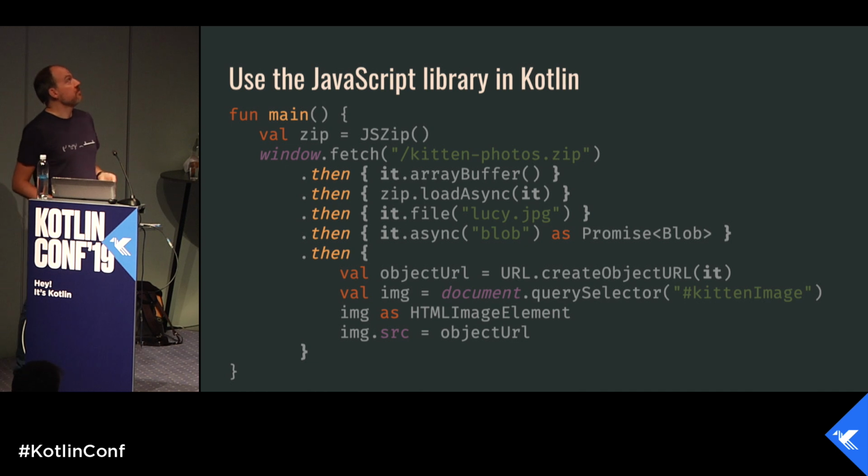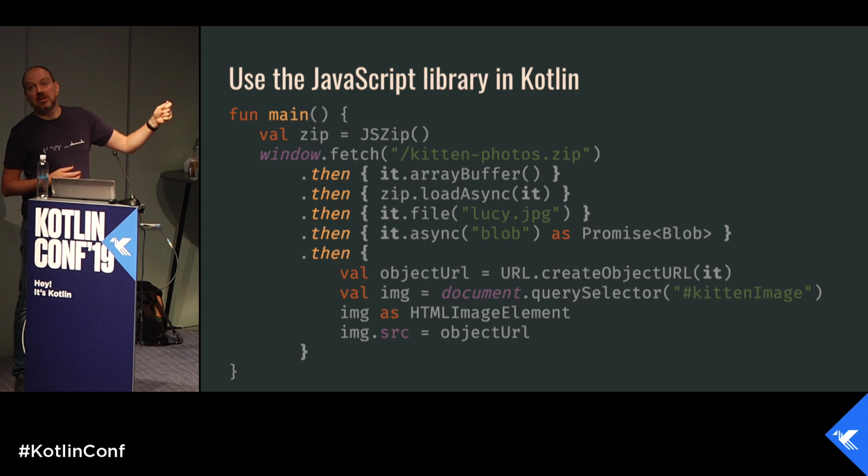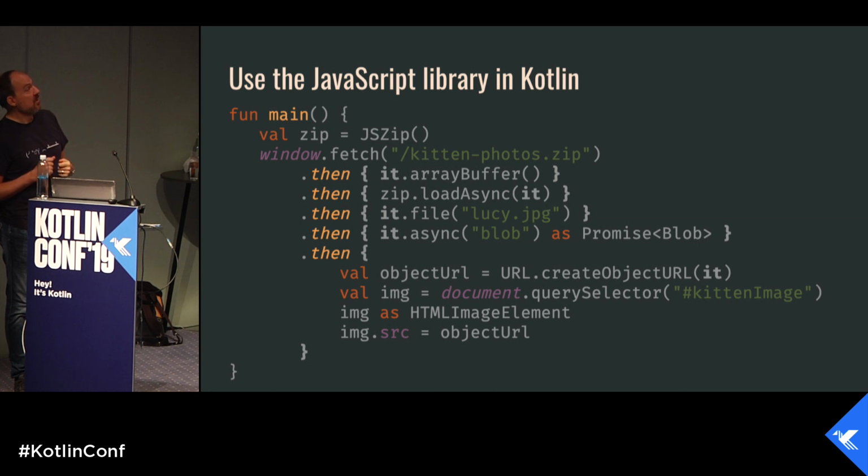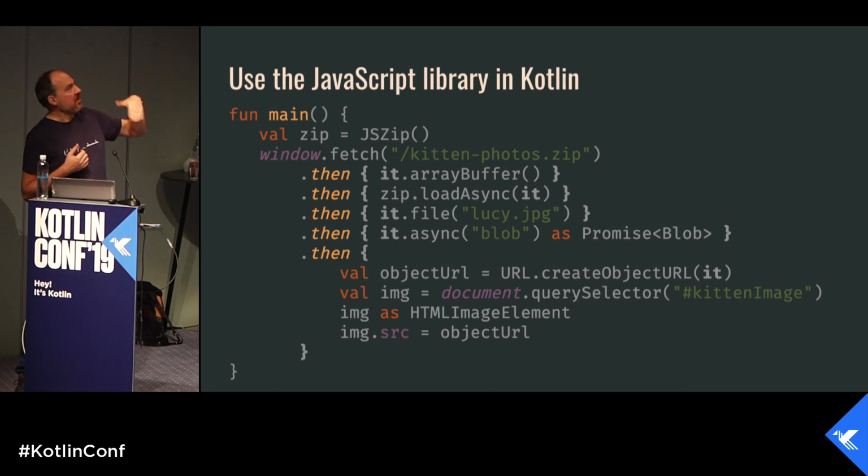So using this, I create the JSZip instance in Kotlin, and then I call fetch to fetch my zip file from the server, and I call array buffer on the response, saying, okay, get me the array buffer of the body. Then I call loadAsync on my JSZip object, which will return a promise of a zip file. I'll call file, passing in the file name that I want, and that one will open up. Then I finally call async as a blob, and I get a promise of a blob instead. And then I can create the URL object and pass that into an image and show the image that was previously inside the zip file.